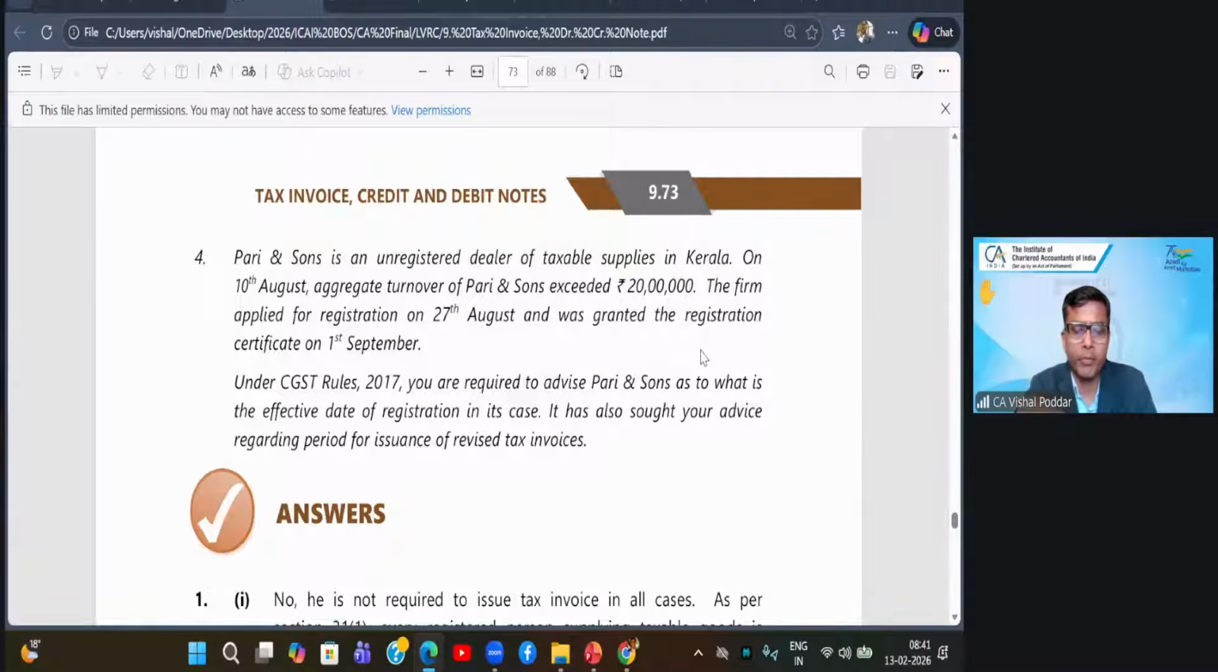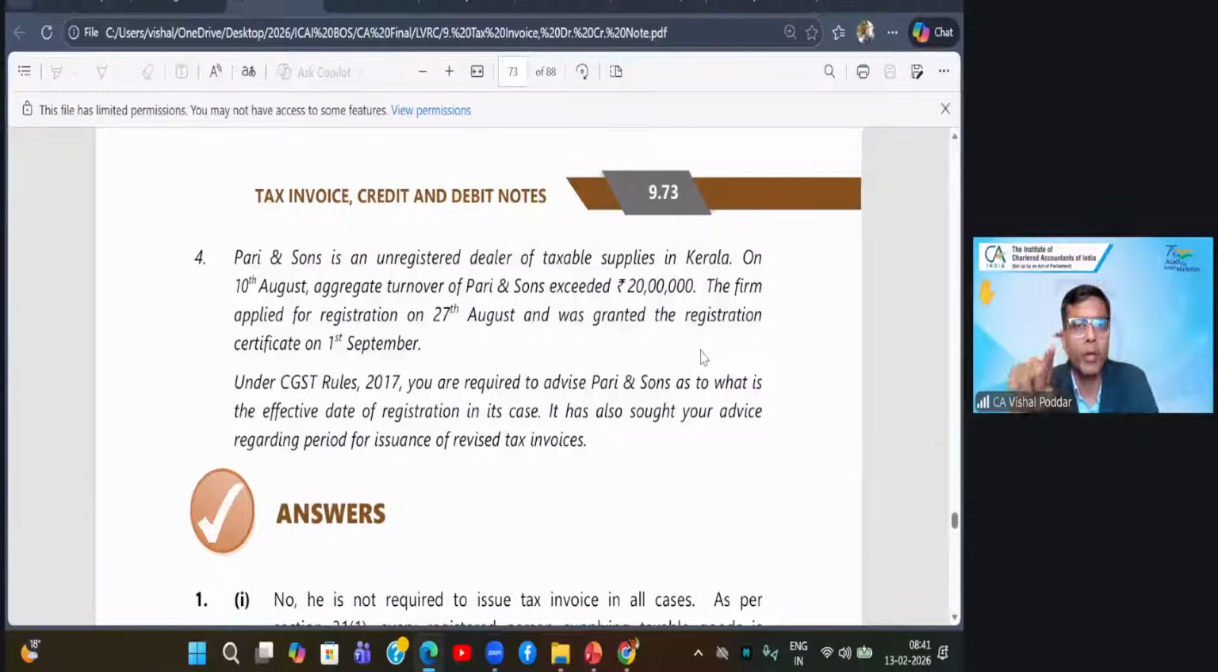Second, have you applied within 30 days? Yes, sir. So you have satisfied the requirement from your end, you are done. Now you get registration on 1st September, 1st October, 1st December. It makes no difference for you. Now, the question is, what is the effective date of registration? 10th of August, correct?